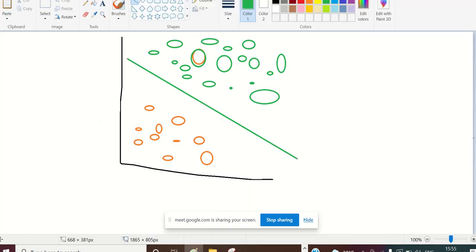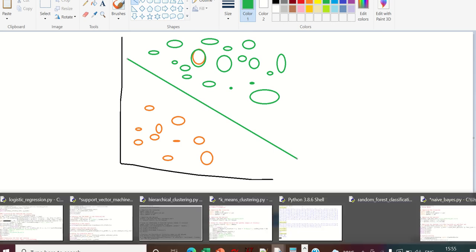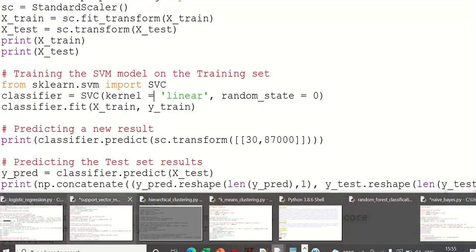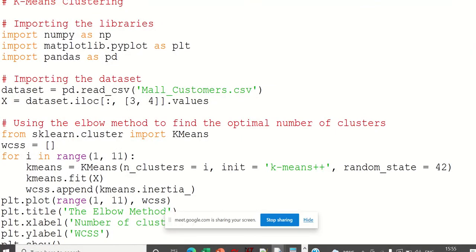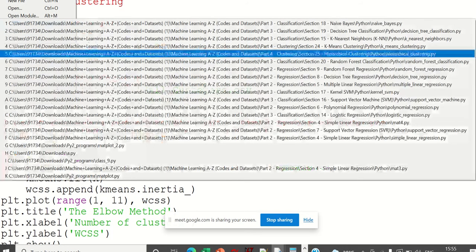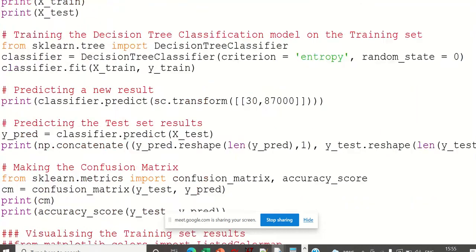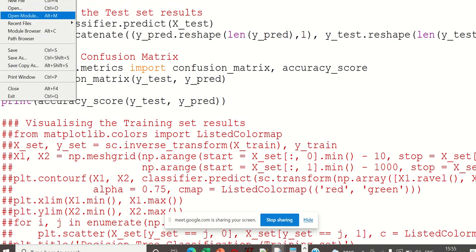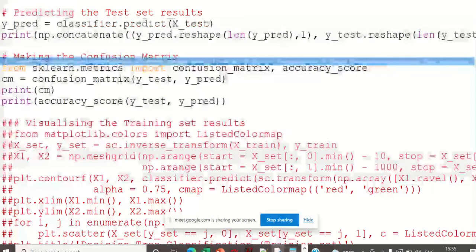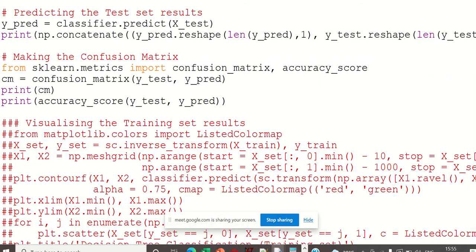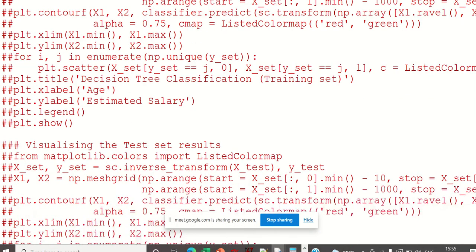Okay, now I will go to the code. First we will see decision tree classification. Then we will see random forest classification. Okay, so decision tree classification is here.